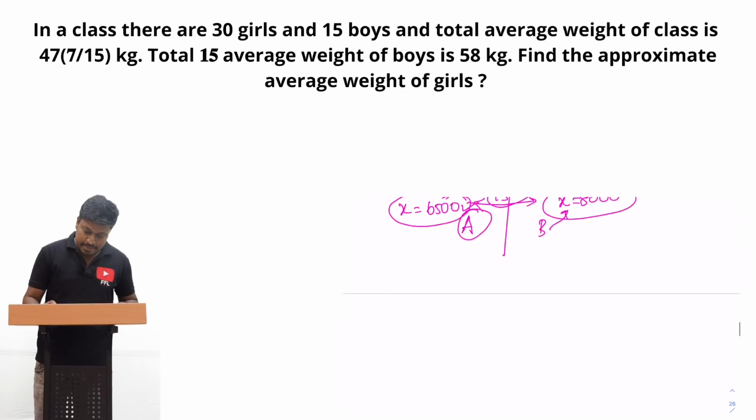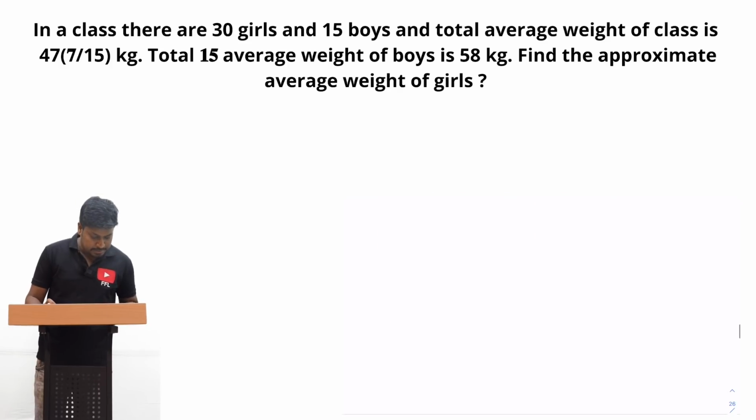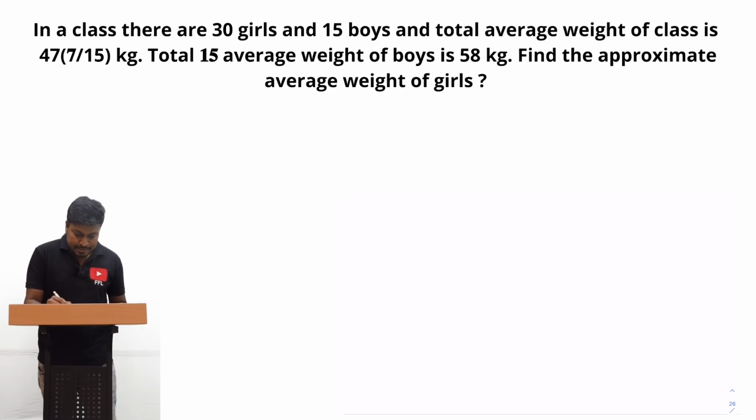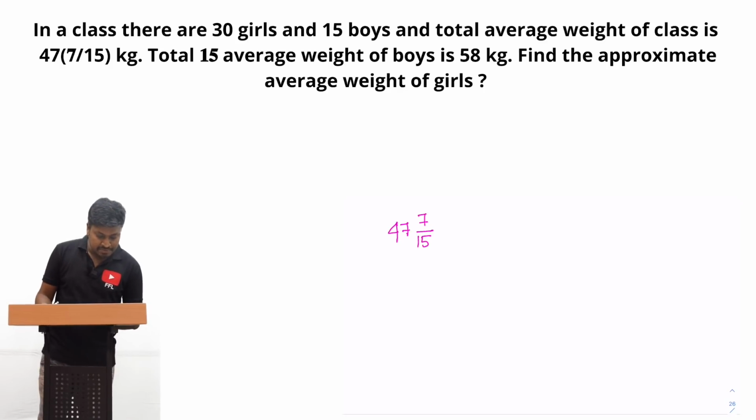So the next question is based on, in a class there are 30 girls and 15 boys. So it is based on an average question. What they are saying is the average of 47 kg. So totally there are 30 girls and 15 boys, and the average weight of the class is 47 7 by 15 in a mixed fraction. It becomes the average weight of the total classroom. So our target is to find the average weight of the girls.